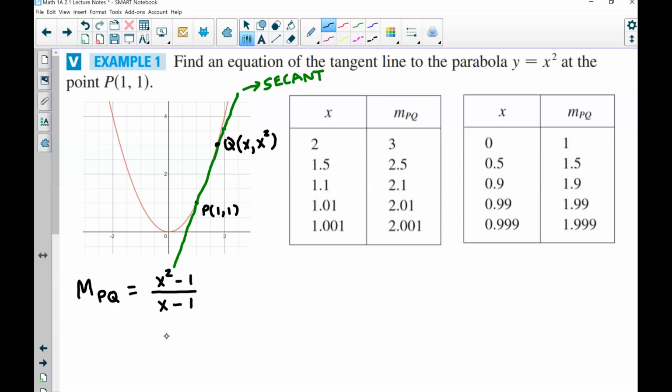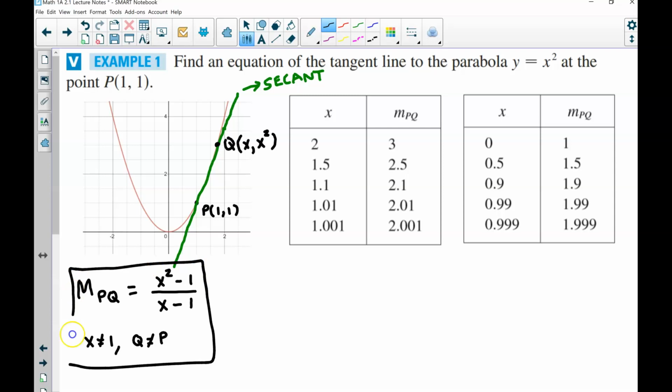Now we have to make sure that x does not equal 1, because in this scenario it would make it undefined. And we also need to make sure that Q does not equal P. Again, that is our generalization of this particular equation.